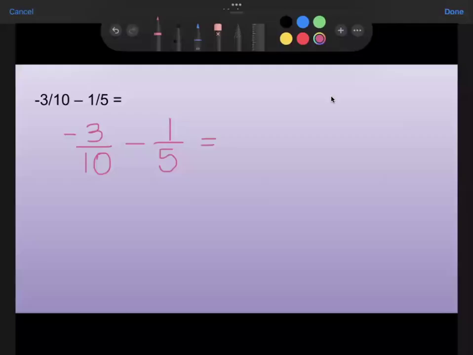Okay, here's our next one. It's negative 3/10 minus 1/5. I went ahead and rewrote it so that the numerator is right on top of the denominator because that's how I prefer to look at it.